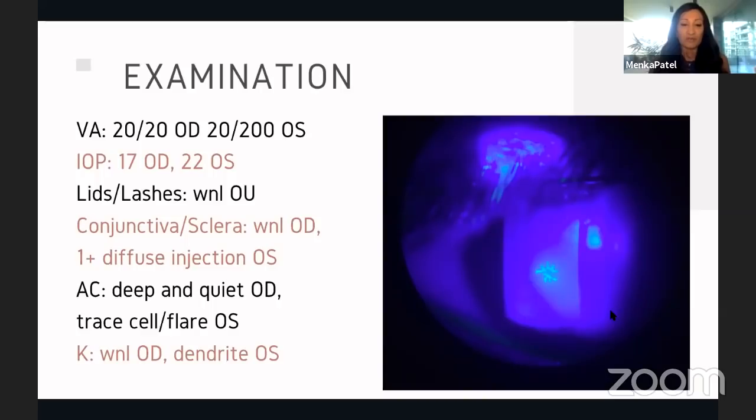The anterior chamber for the right eye is quiet. For the left eye, there's a little bit of a reaction, so we grade that by cell and flare. So there's trace cell and flare. And then this is kind of the telltale for the infection that we're dealing with here.